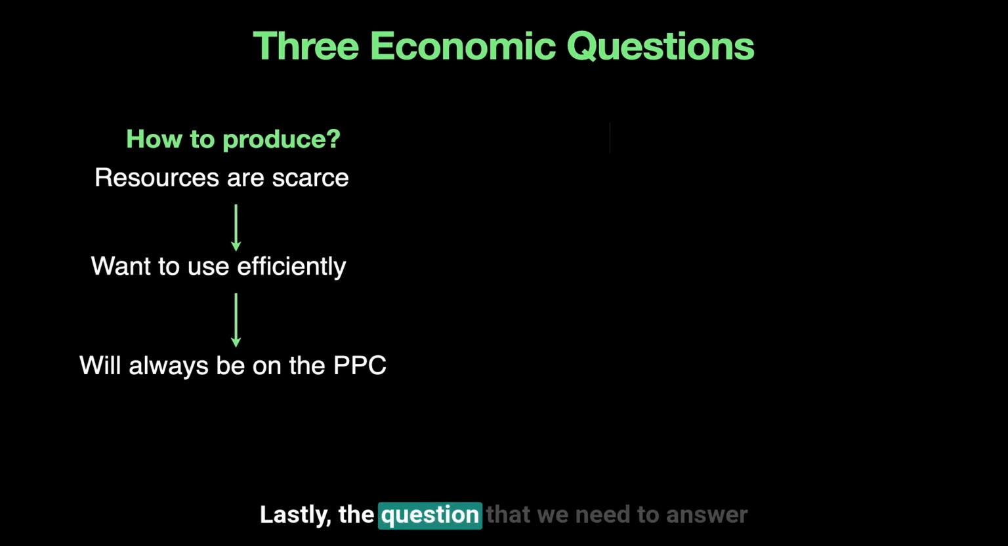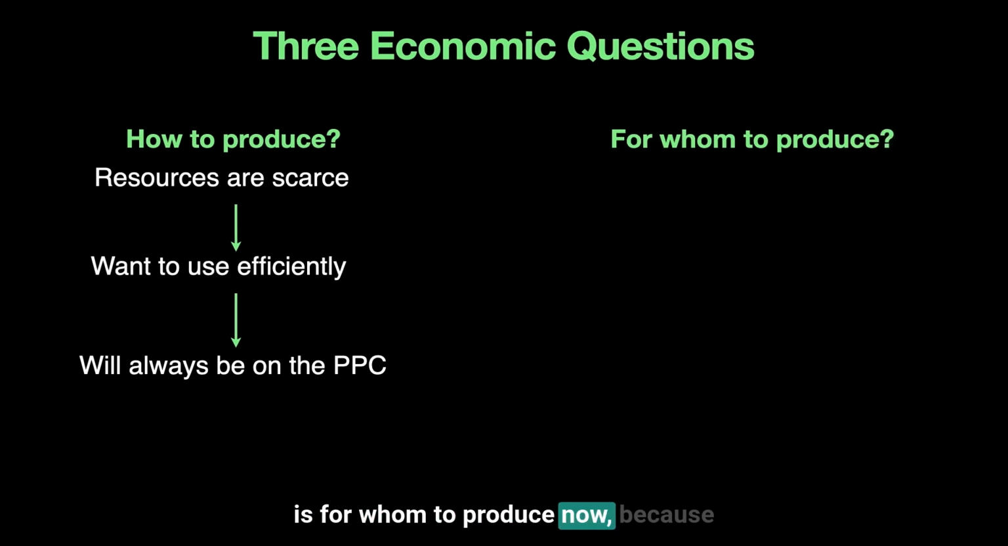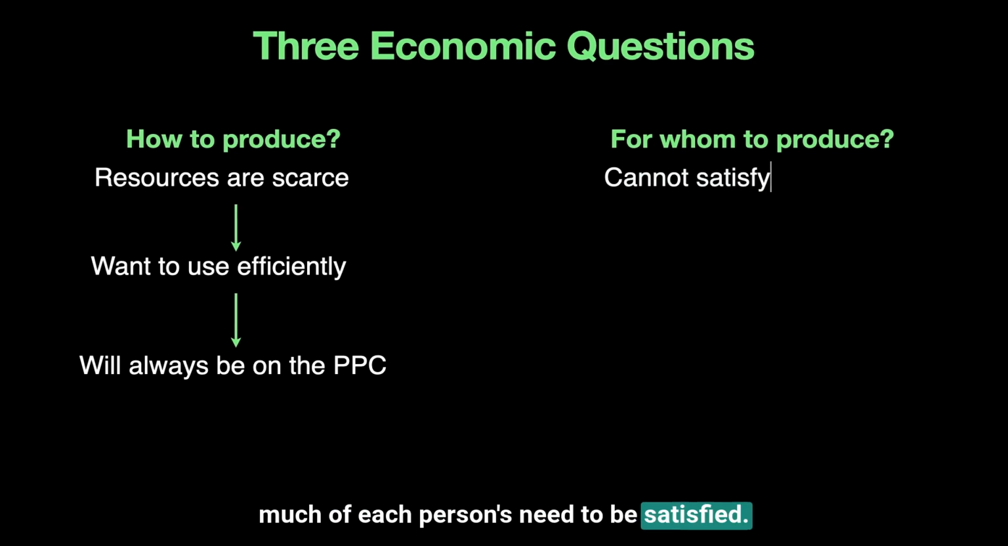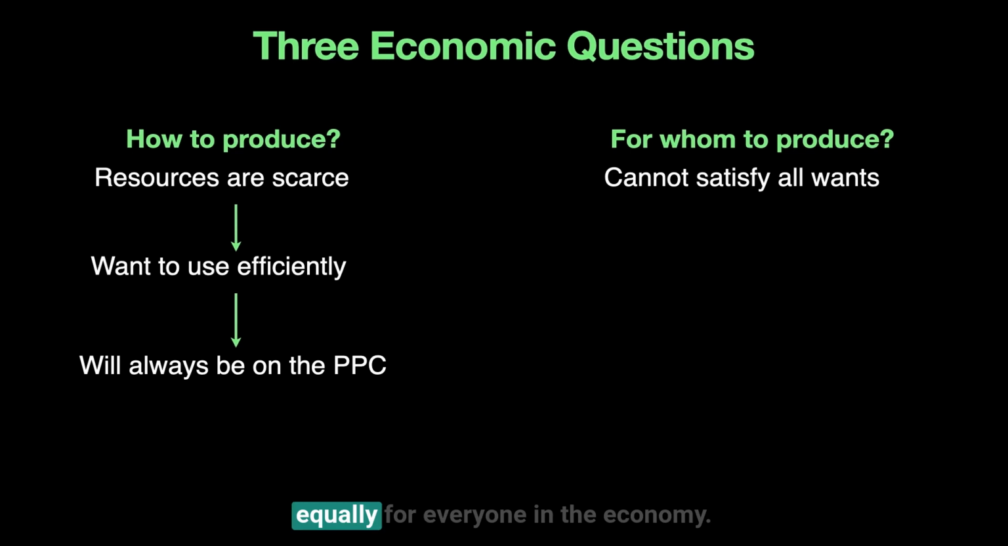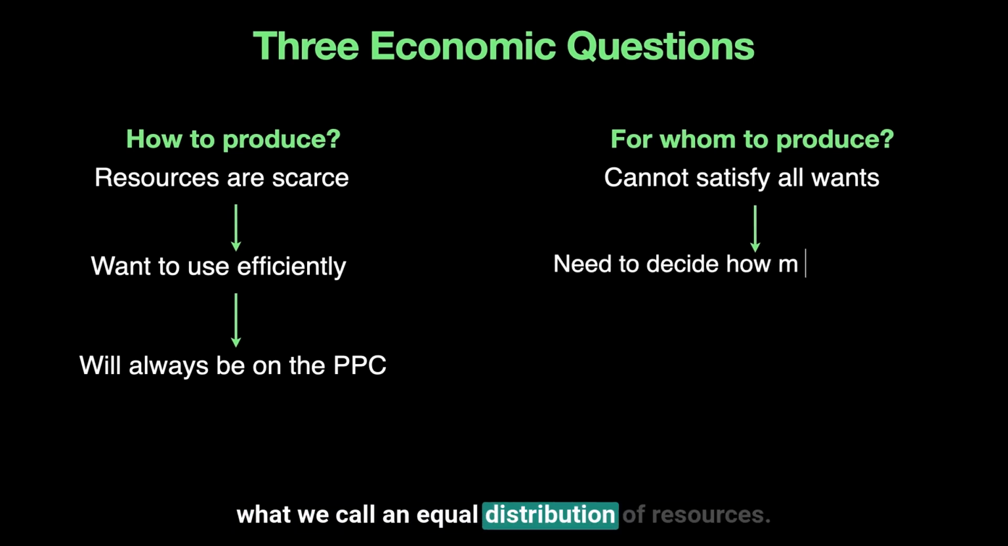Lastly, the question that we need to answer is for whom to produce. Now, because we cannot satisfy all the wants of the population as resources are scarce, we need to make decisions in terms of how much of each person's need is to be satisfied. For example, we may, as an economy, decide we need to allocate resources equally for everyone in the economy. Like if I have a piece of cake, and let's say I have 30 students in my class, I may decide to give everyone an equal share. So each and every individual might get a very small share, but they will at least get something from the cake, which is basically what we call an equal distribution of resources.